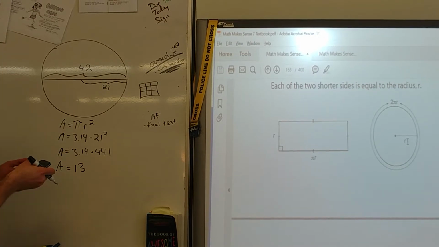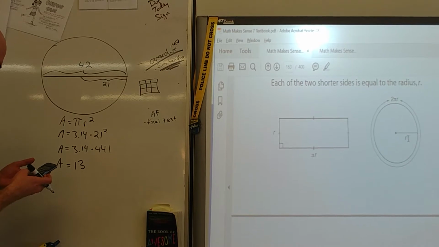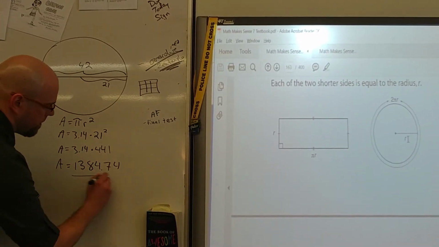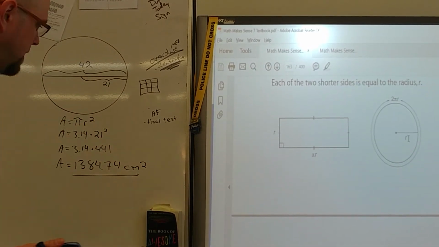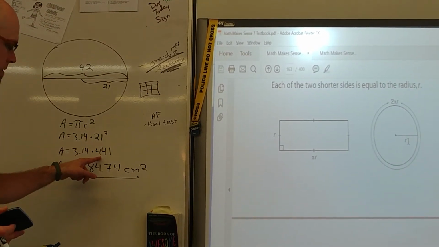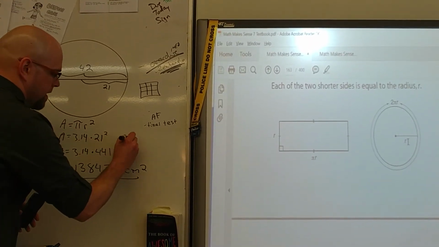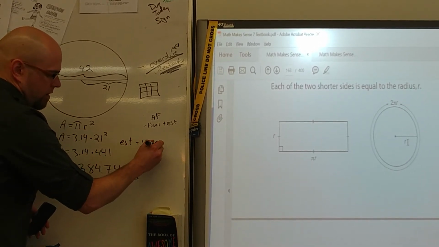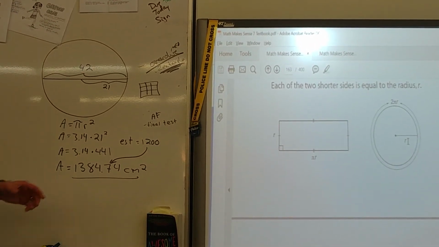Hold on, I think that messed up. It's 1384.74 centimeters squared. Now that sounds like a lot, so I'm going to do a quick estimate on this. 3 times 400 is about 1200. We're at 1300. That seems reasonable because my estimate was 3 times 400, which is 1200, and this answer is not far off. It's in the ballpark. So I must be correct.